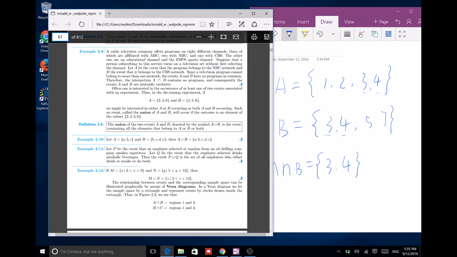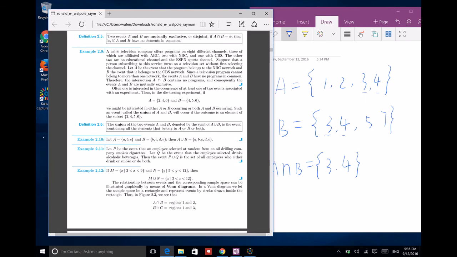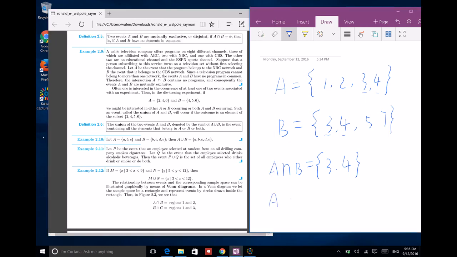The union of two events A and B is all of them together. Taking the same example, A union B is equal to 1, 2, 3, 4, 5, 7. You have 1, 2, 3, 4, and 3, 4 is already there; in a set you won't write those elements again. Then 5 and 7. So this is A union B, basically putting A and B together.